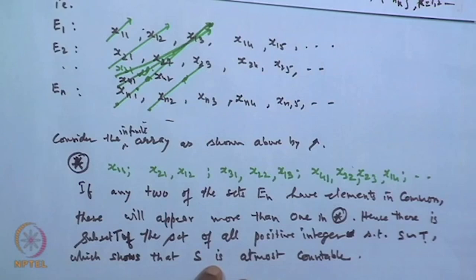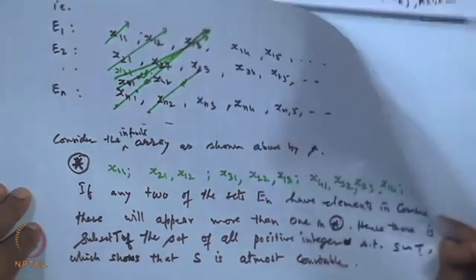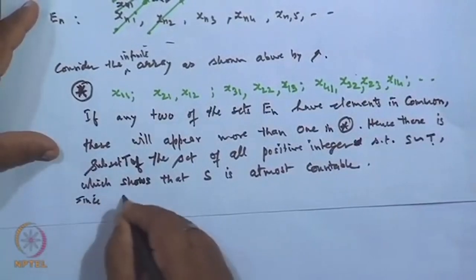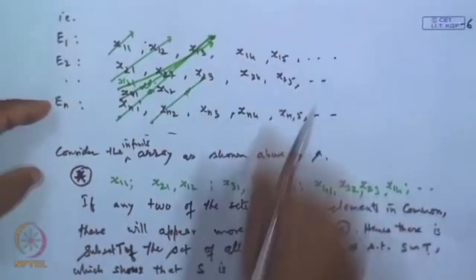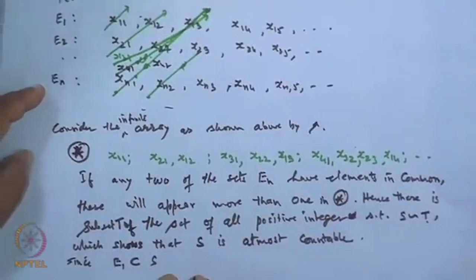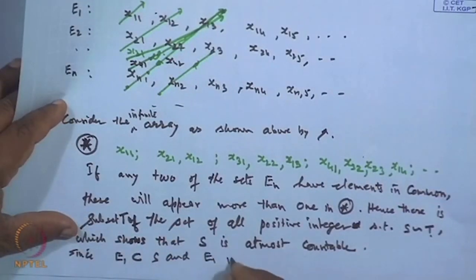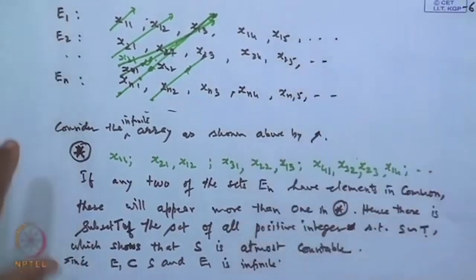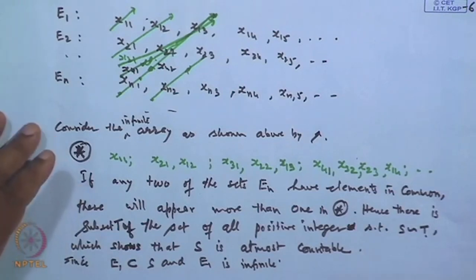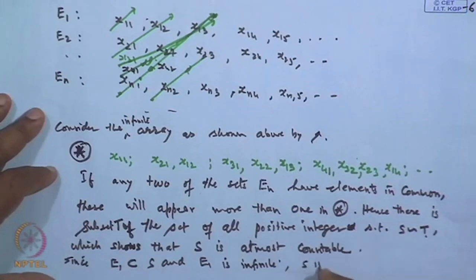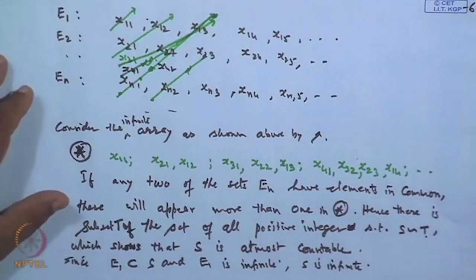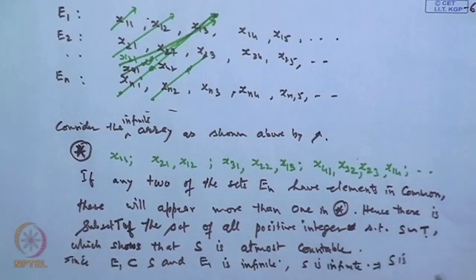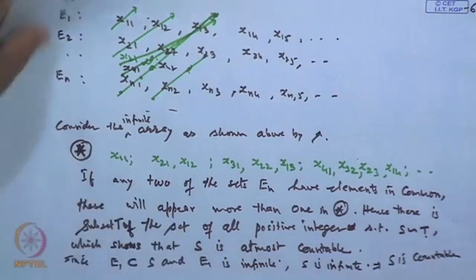Now, S may be finite or may be infinite. But S cannot be finite, let us see why. Since E1 is contained in S, because S is the countable union of these En's, and E1 is given to be infinite, S will be infinite. This is already given, that the sequence of countable sets En is a sequence of infinite sets. So, this shows S is countable, and that proves the result.